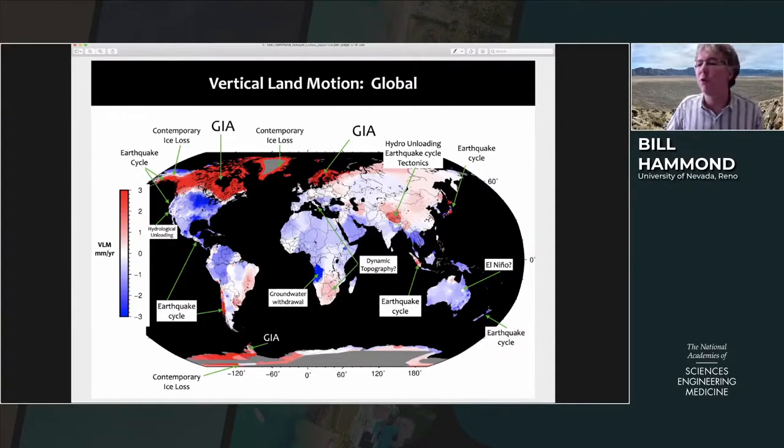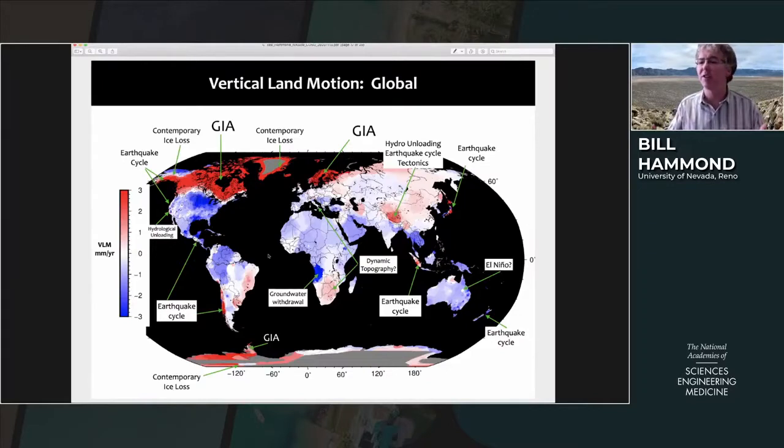We can put labels on what some of these things are, and that helps us interpret how constant the motion may be and how applicable it may be for doing projections and the like. So I already went through a list for North America. I don't have to go through very many of these, but there are some interesting signals for the subduction zone in Chile, for example, Tibet and the Nepal area going up from hydrological unloading and earthquake tectonics, Australia going largely downward. That's a topic for another day, perhaps. This groundwater subsidence signal in Angola.